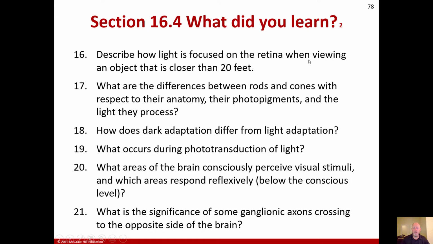Describe how light is focused on the retina when viewing an object closer than 20 feet. What are the differences between the rods and the cones, which is definitely on the exam, as well as accommodation with less than 20 feet? Respect their anatomy, their photopigments, and how they process light. How does dark adaptation differ from light adaptation? What occurs during phototransduction of light? Which area of the brain consciously perceives visual stimuli and which areas respond reflexively below the conscious level? And what's the significance of some ganglionic axons crossing to the opposite side of the brain?